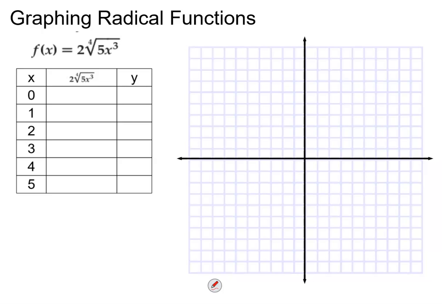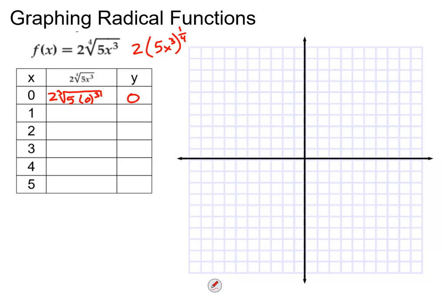Remember, we're just plugging in values for x, kind of letting our calculator do the work. In this case, we're having a fourth root. So the function is 2 to the fourth times the fourth root of 5x to the third. If you wanted to, this would be 2 times 5x to the third to the 1/4 power. But if we're using a calculator, it would help just to plug it into the radical form like this.